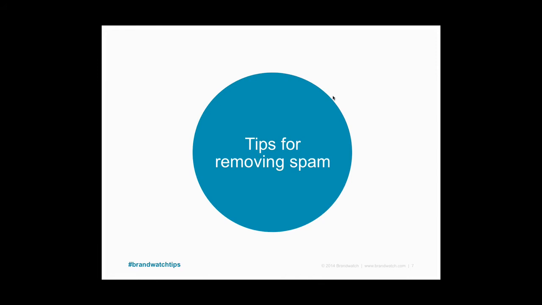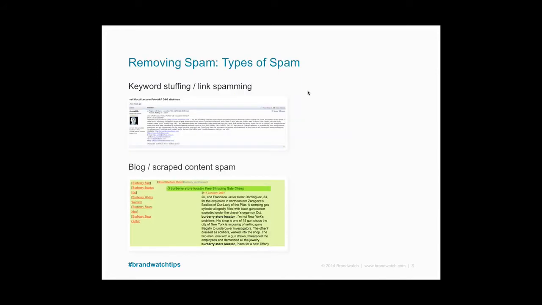So let's talk about tips for removing spam. Unlike relevancy, spam is pretty easily identifiable as just garbage sometimes. So you can see up on the top that we're looking at, and this is a little bit small, but we're looking at just an absolute slew of keywords, and this is just keyword stuffing and link spamming. So here we have a whole bunch of different keywords around Gucci and Prada and other luxury and jewelry brands, etc. Also, we have a bunch of links.